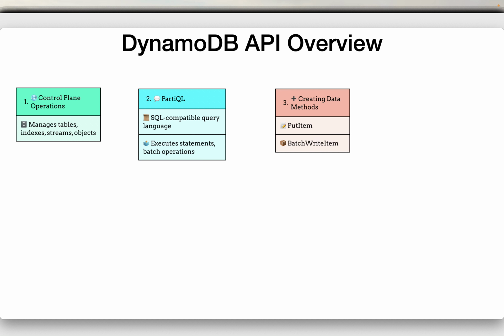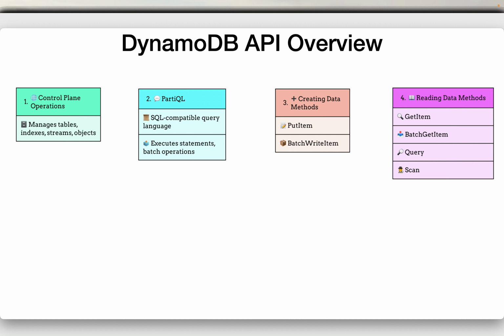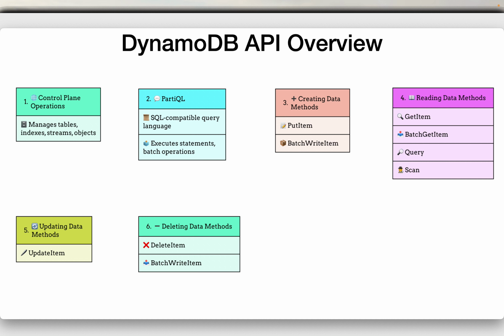Procedures such as put item and batch write item, which handle the addition of items to tables. Techniques or APIs like get item, batch get item, query and scan to retrieve items from the tables. APIs like update item for modifying item attributes in the table. Procedures like delete item and batch write item to remove items from the table.